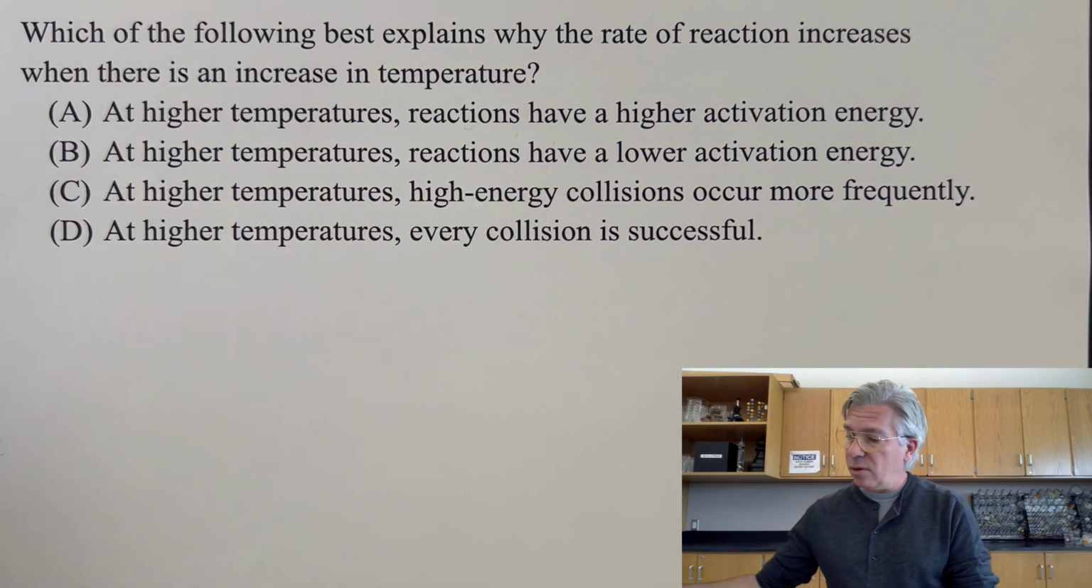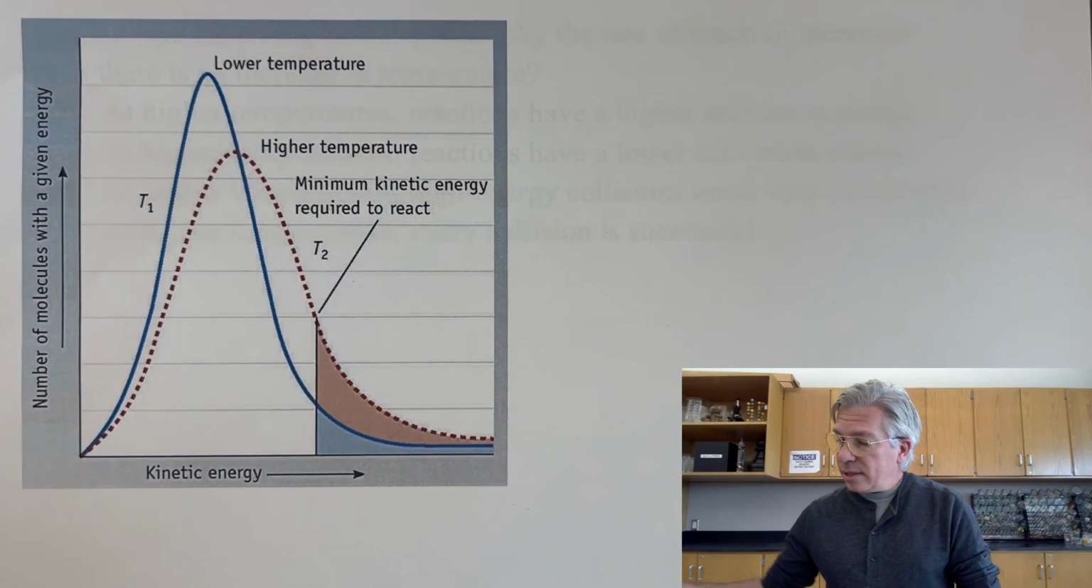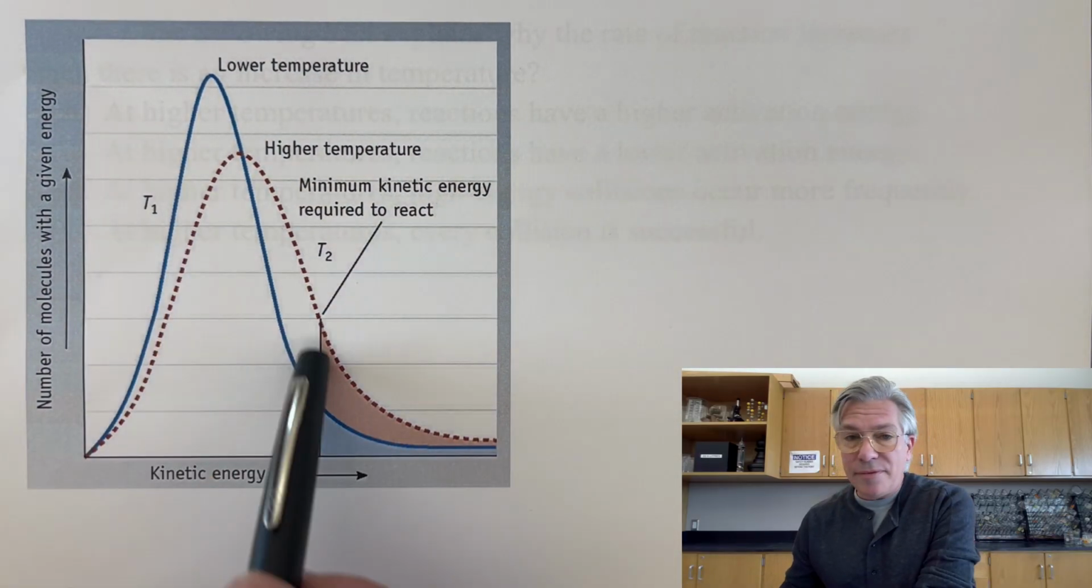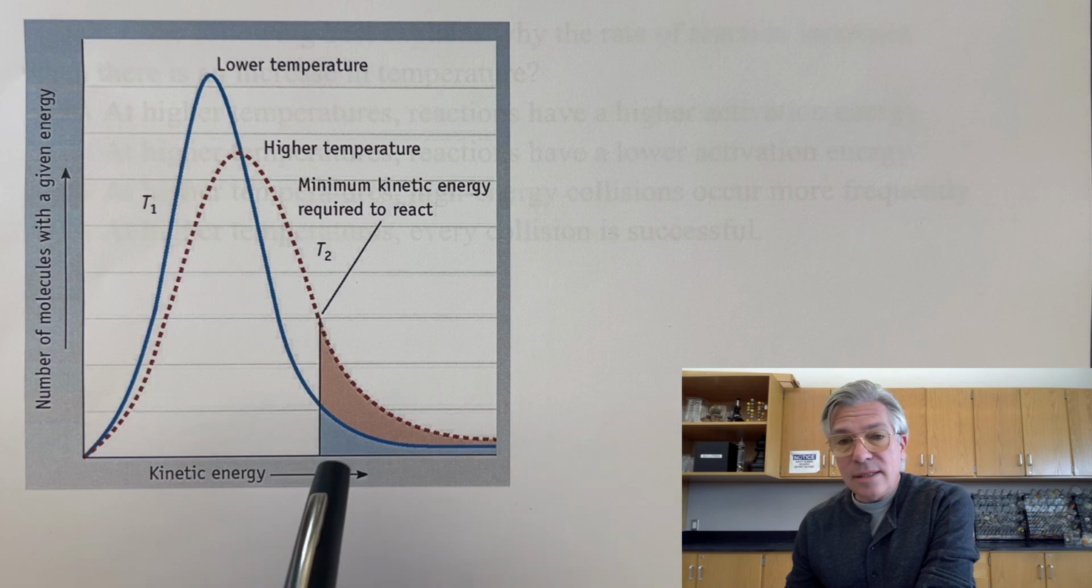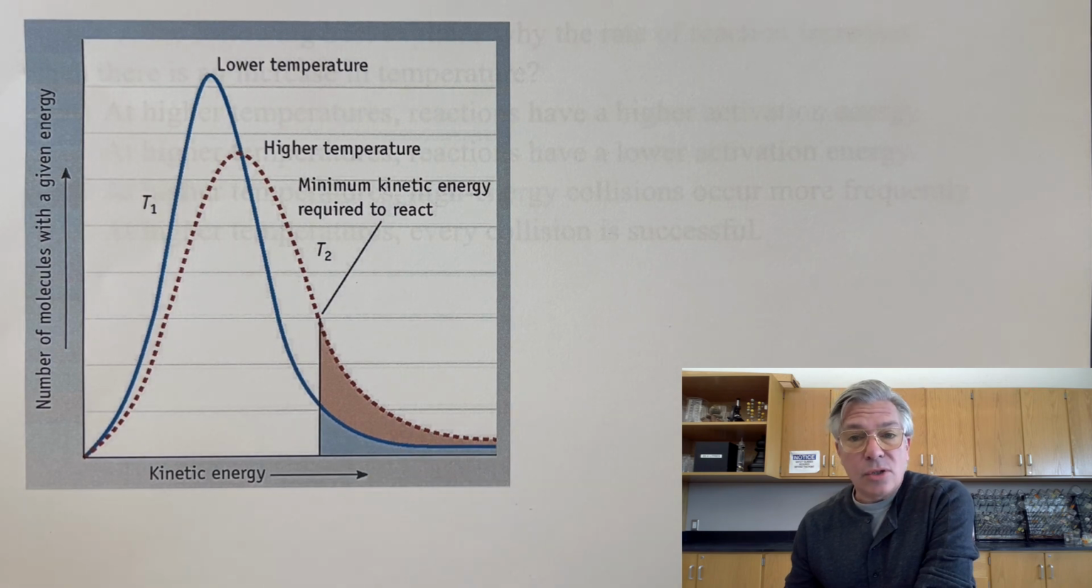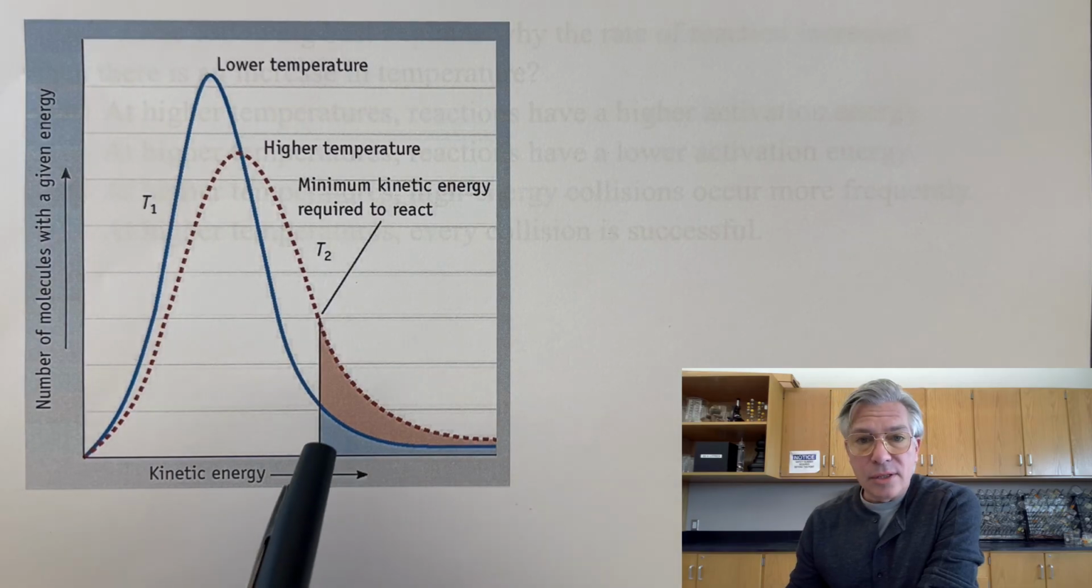So this goes back to our graph. Notice that when the mountain shifted, this line didn't change. That didn't shift left or right. The activation energy stays constant. They just need that certain amount of energy. Unless you add a catalyst which changes the activation energy, this is going to stay constant.